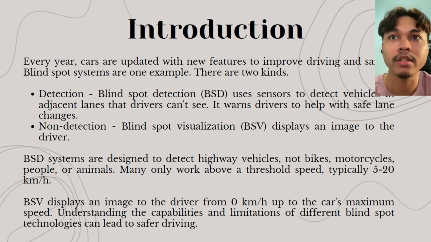BSD systems are designed to detect highway vehicles, not bikes, motorcycles, people, or animals. Many only work above a threshold speed, typically 5 to 20 km per hour. BSV displays an image to the driver from 0 km per hour up to the car's maximum speed. Understanding the capabilities and limitations of different blind spot technologies can lead to safer driving.